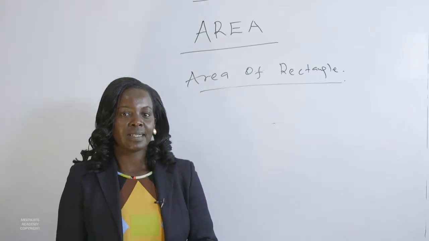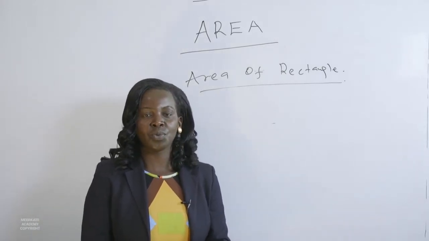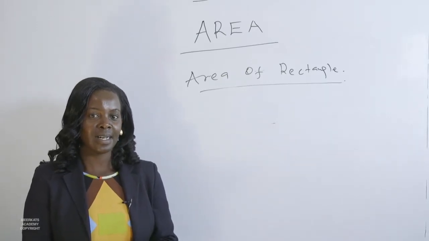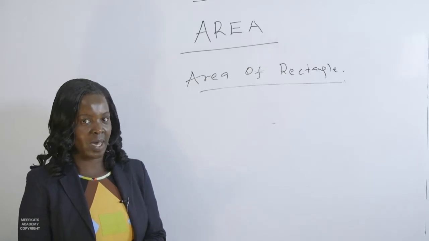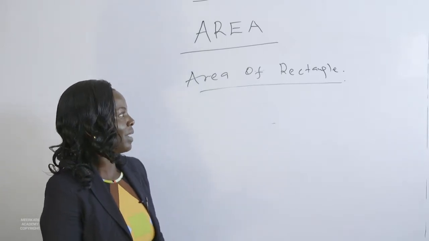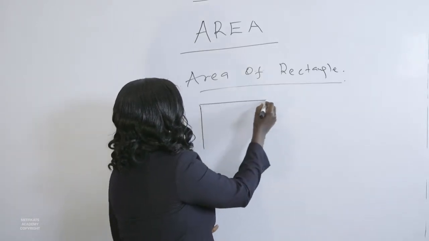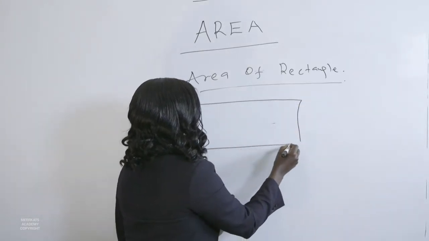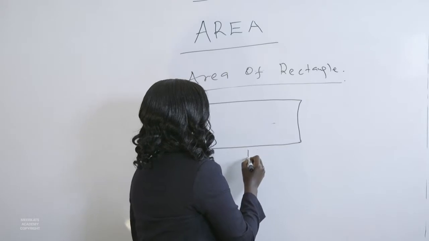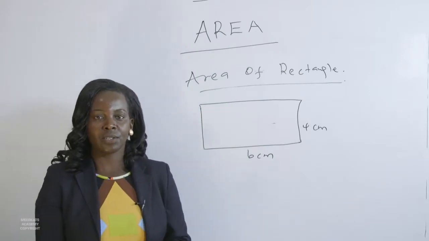Having understood that, let us now move to see how to find the area of two-dimensional shapes. The common figures that we look at are the rectangle, the triangle, and the square. So let's look at how to calculate the area, the amount of surface covered by these shapes.